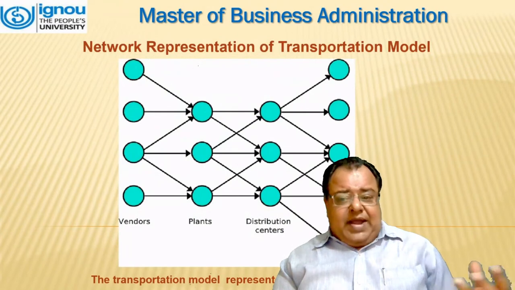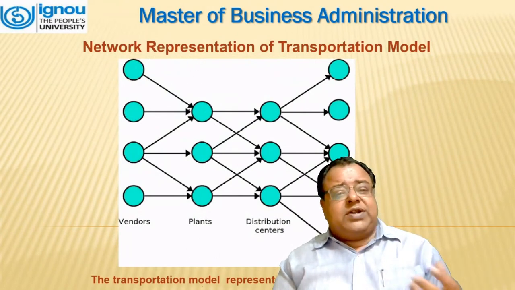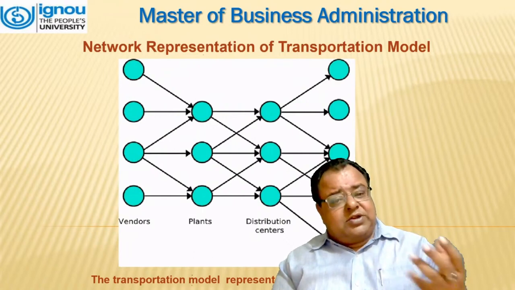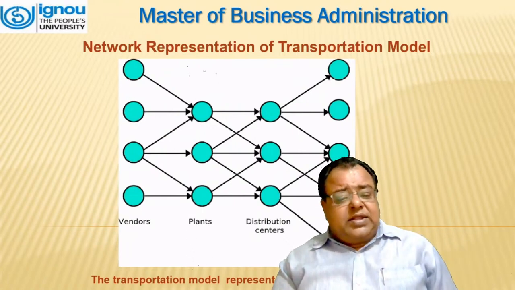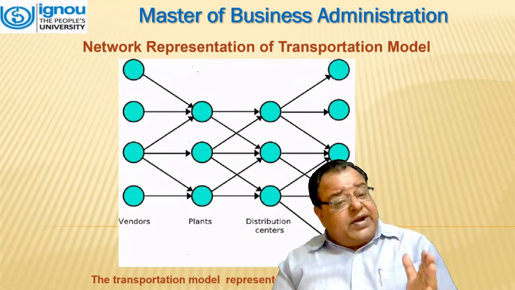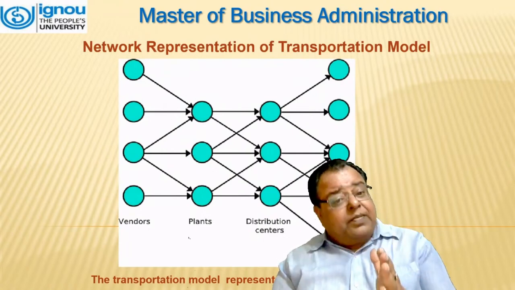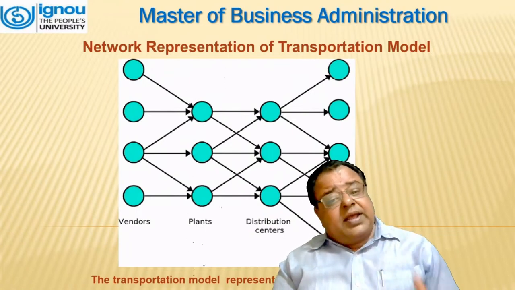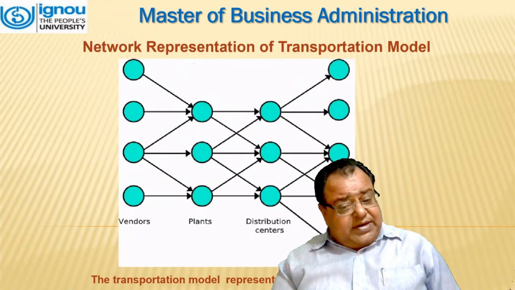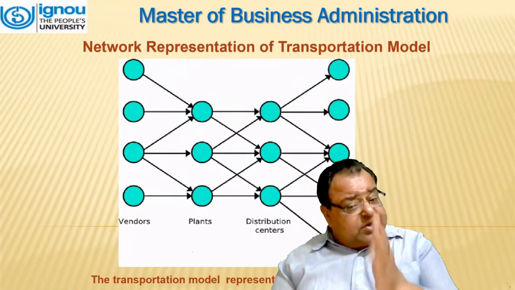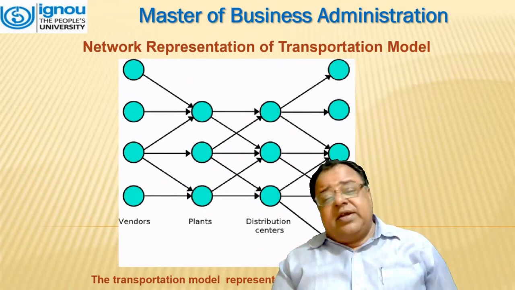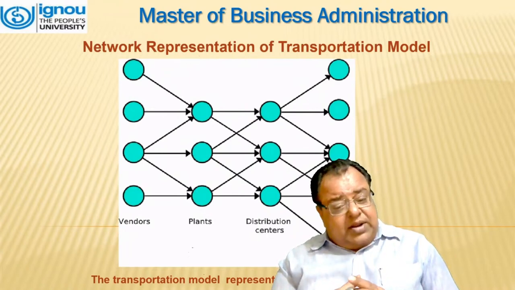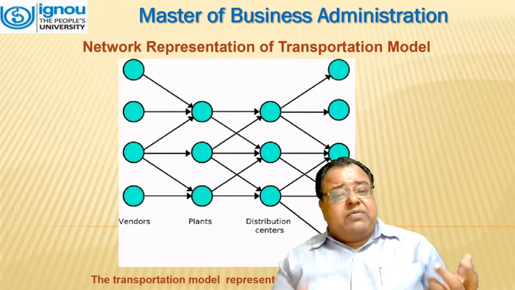This is what I said just now, what the network representation of the transportation model is all about. We can see there are different vendors. Different vendors are providing their parts to the plant where they are assembled or manufactured or transformed. They are again sent to the distribution centers, and from the distribution centers, it is again routed to retailers. So this is the transportation model, which is represented by a network diagram.